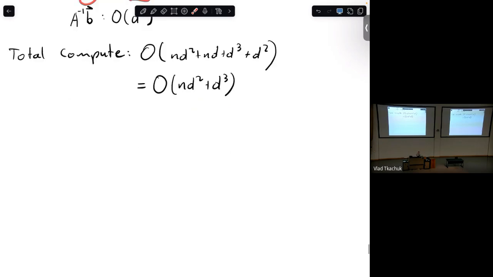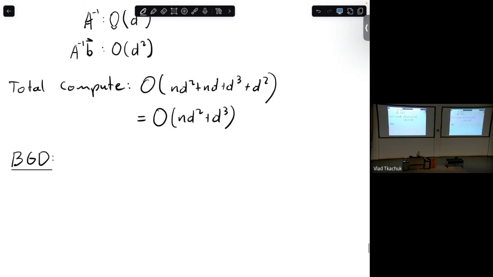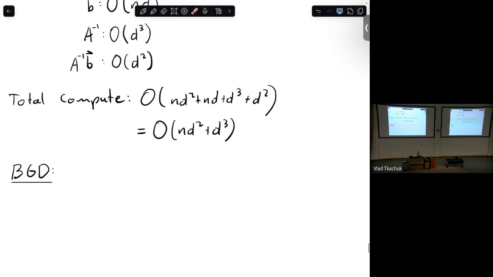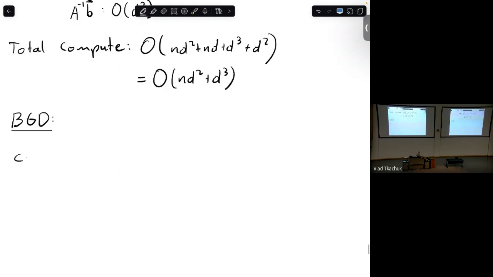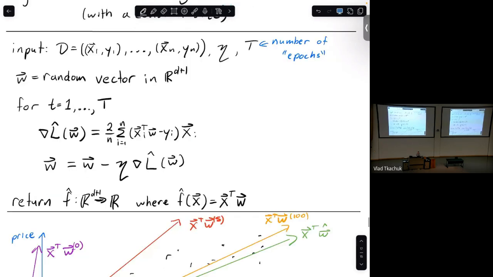Okay, so what is it for batch gradient descent? And I'm seeing that we're running low on time here. So yeah, we can work it out. Okay, so let's just look at the computation. What do we need to compute? So let's look at our algorithm, because it's not just one line thing.